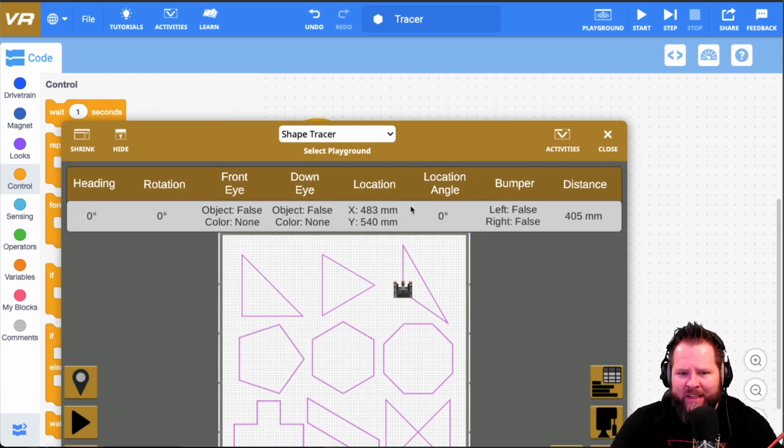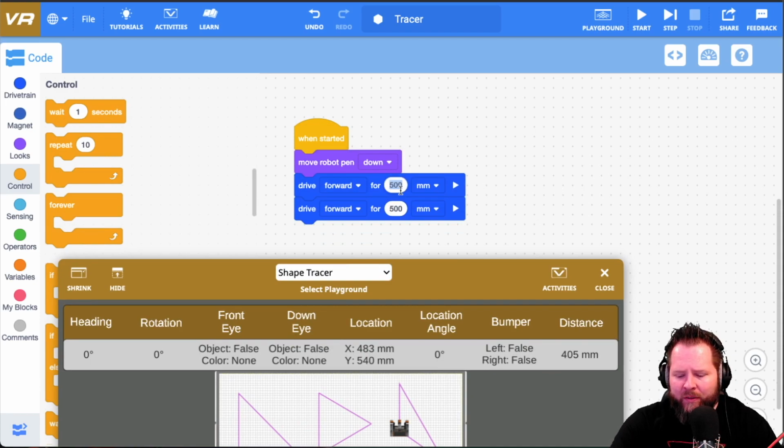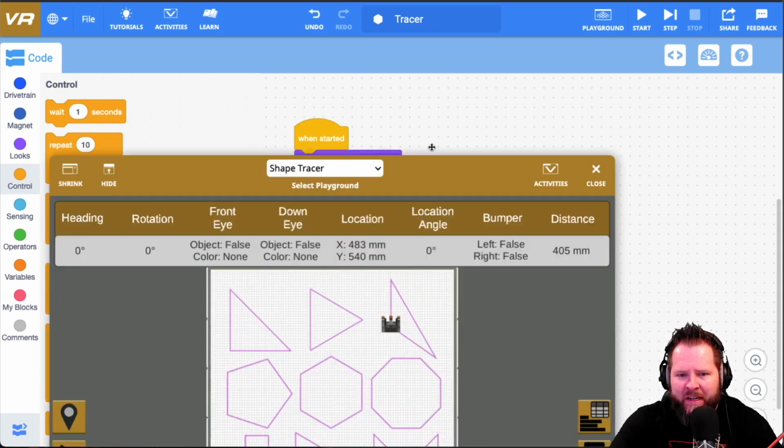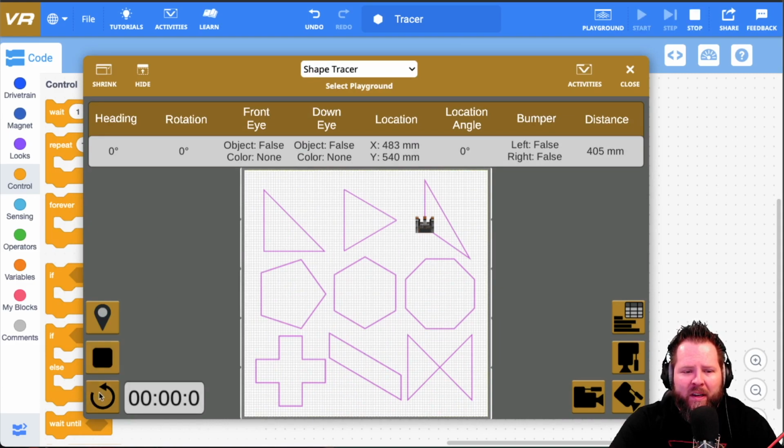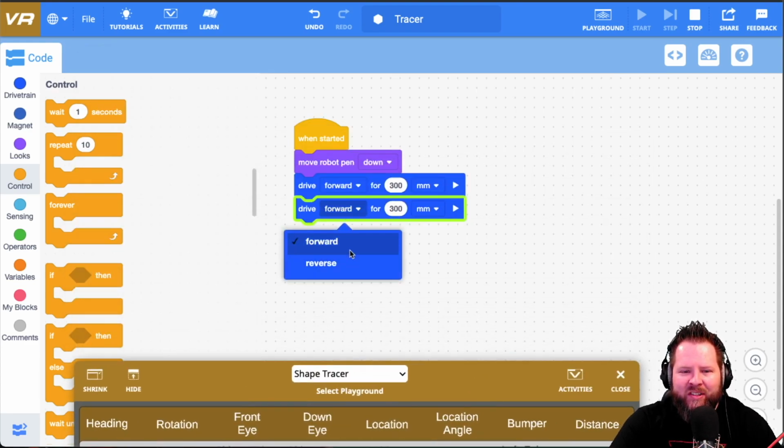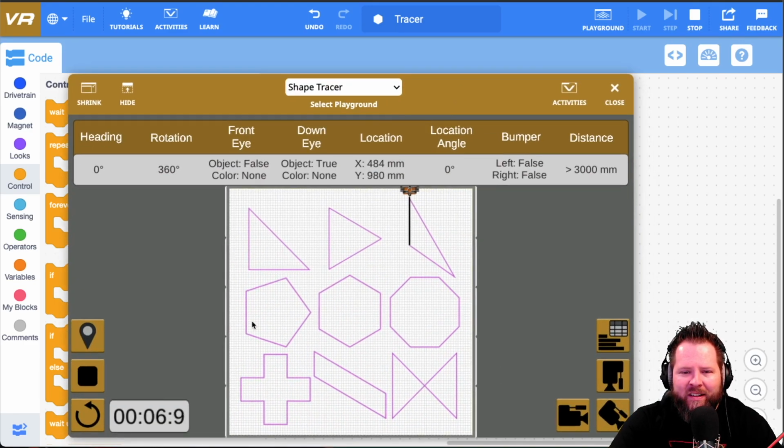I'm pretty sure it's not 500, it just looks a lot shorter than that. So I'm going to start off with 300, and I'll have it reverse for 300 just to get out of the way. We go ahead and reset and play. Oh, got to change this to reverse, or else it was trying to go 600. There we go. 300 forward and back.